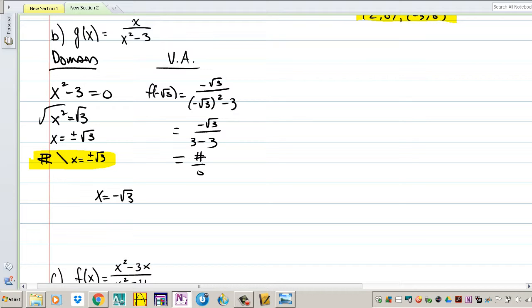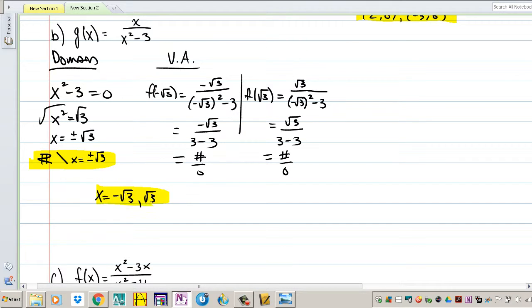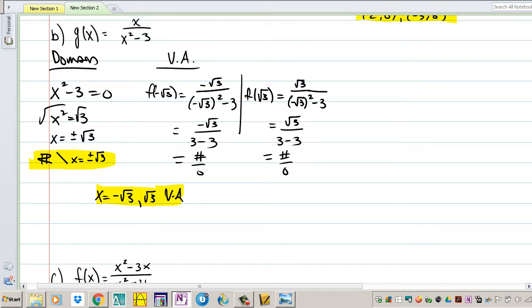Let's try the other one. g of square root of 3. So it's going to be square root of 3 over square root of 3 squared minus 3. That's square root of 3 over 3 minus 3, which is number over 0 again. So both square root of 3 and negative square root of 3 are vertical asymptotes. So let me write here, vertical asymptotes. Horizontal asymptotes, HA.